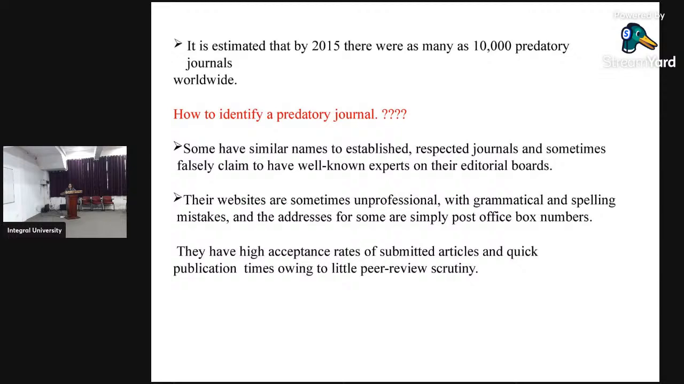They have high acceptance rates of submitted articles and quick publication times. As I told you, in a day or in 24 hours, you will get your acceptance. So in 24 hours, who can review your paper? Who will be able to review? It will take more than 24 hours to find a reviewer, isn't it?